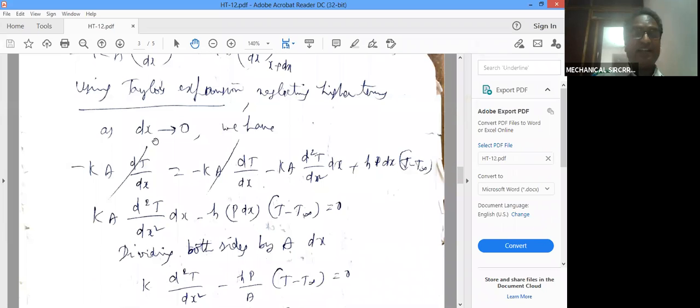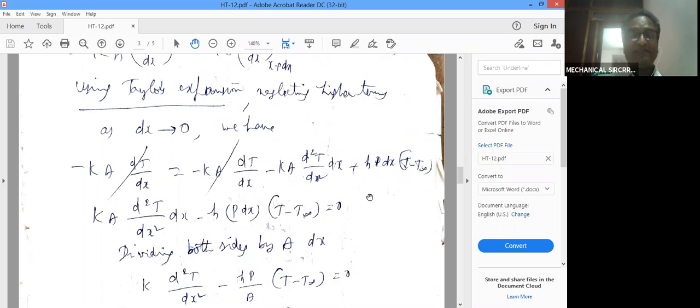And if you simplify this one, this term and this term get cancelled. Finally, there are two terms only: minus Ka d square T by dx square into dx plus Hp dx into T minus T free stream equal to 0. If you take this to the left side, minus Ka becomes plus Ka d square T by dx square into dx, and this becomes minus Hp dx into T minus T free stream is equal to 0. I am simplifying this one, that's all, nothing else is there.